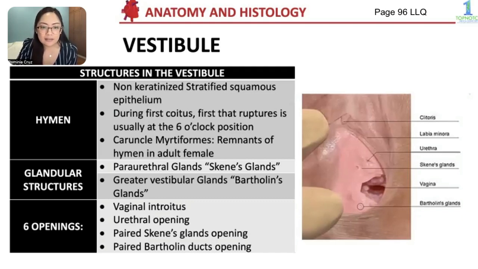The Skene's gland, right here, kaya siya tinatawag din na paraurethral glands, are found adjacent to the urethra, and these contain your tubulo-alveolar glands. The Bartholin's glands, on the other hand, at the lower part, found at the 4 and the 8 o'clock position would contain alveolar or compound acinar glands. And when the openings to the Bartholin's glands are blocked, this may cause your Bartholin's gland cyst, and when infected, it is called your Bartholin's abscess.